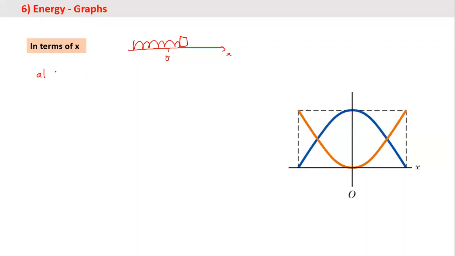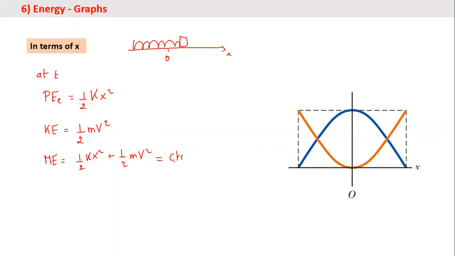So at any time t, we have first the potential elastic energy, which is equal to half kx squared. We also have the kinetic energy, which is equal to half mv squared. And we have the mechanical energy, which is equal to half kx squared plus half mv squared. It is the sum, and we know that there is no friction. This means the mechanical energy is constant.